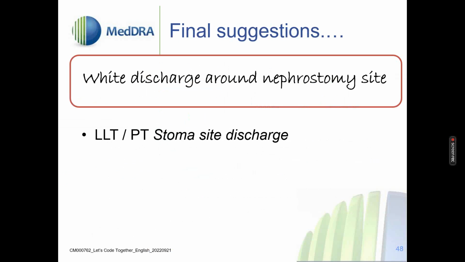So any thoughts, Caroline, from all those people who voted for the catheter site option? Yes, there's one question. Would catheter site discoloration be appropriate as well? No, I wouldn't choose discoloration, because discoloration to me suggests that the skin itself is discolored, the site where the catheter enters the body. This is a discharge, so this is a secretion or an exudate which is coming out of the hole or out of around the nephrostomy site.